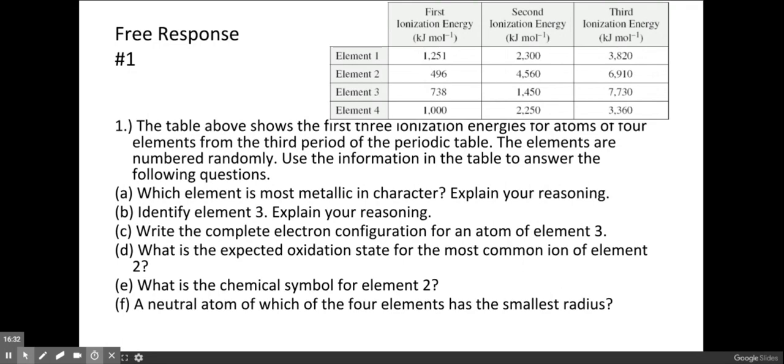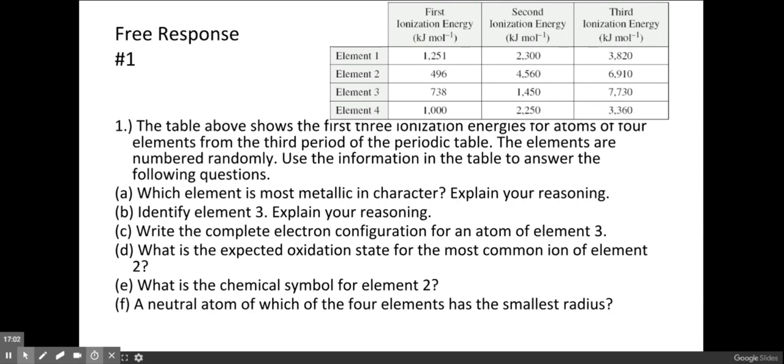Okay, so again, pause the video here, write your answers for E and F, and then we will check those answers. Okay, so E, what is the chemical symbol for element 2? This assumes that you've correctly identified element 2, and element 2 is sodium, the most metallic character. But if you identified element 2 incorrectly in D, and you wrote the right chemical symbol for whatever you chose for D, you could get this point.